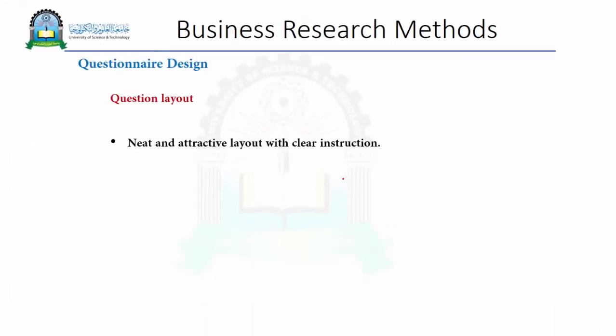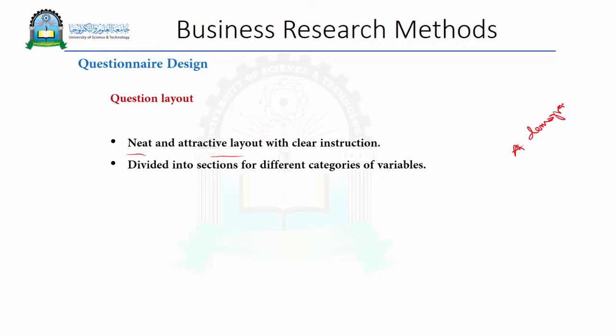The question layout is also very important. The questions must have a neat, attractive layout with clear instructions, and also be divided into sections for different categories of variables. You start with section A, which is going to be about demographics. Section B is going to be items or questions about the DV, the dependent variable, and section C is going to be about the IV or the IVs. So the items are divided according to the themes or the variables.